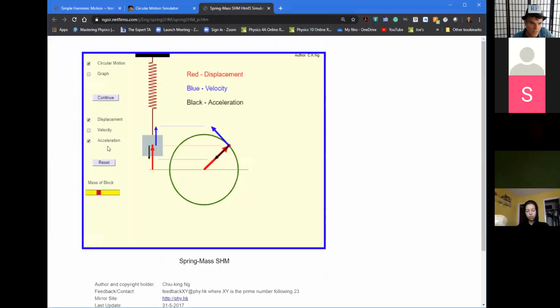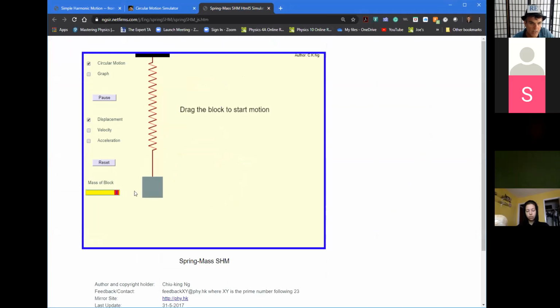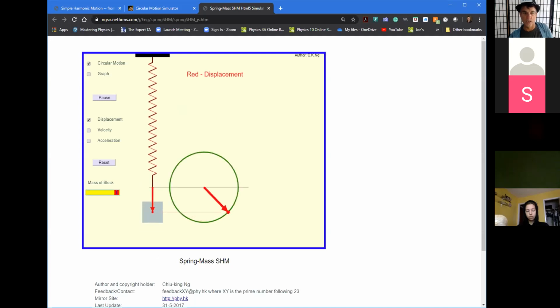So again, velocity, acceleration. Let's reset, make this block a little more massive. Okay, so if I pull this down, let it go. As this thing is oscillating up and down, if I wanted to get the position as a function of time, the equation describing the position as a function of time is going to be this cosine function.